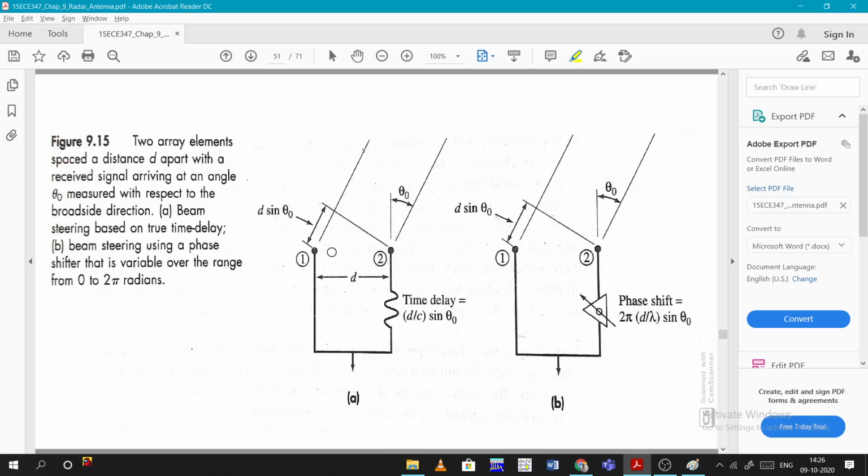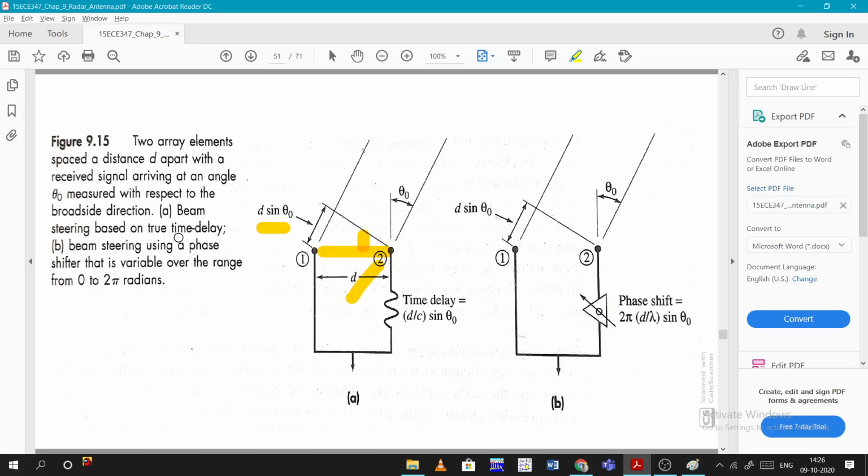Now coming to two array elements. Let's take two array elements spaced a distance d apart, with the received signal arriving at an angle theta naught, because it is measured with respect to the broadside direction. Beam steering is based on this. Basically, how does it come about? It is trigonometric. So it is theta, and again if you draw the line, it is again theta, and the dotted line is 90. Like that we get this will be theta, and we found that this is d, so this will be d sin theta.